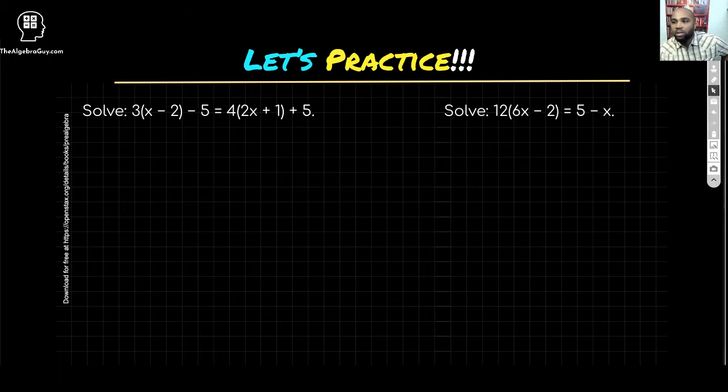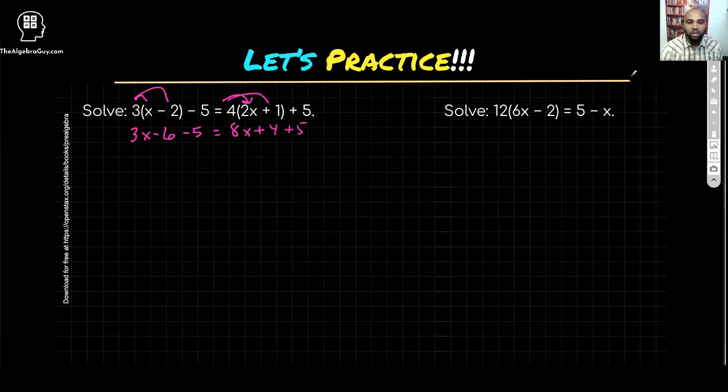Whoa, it's getting a little bit longer. So you got to remember your order of operations and just go step by step here. We're going to distribute and distribute. So 3 times x is 3x. 3 times -2 is -6. We're left with a -5 equals 4 times 2x is 8x. 4 times 1 is 4, and we have a 5 here.